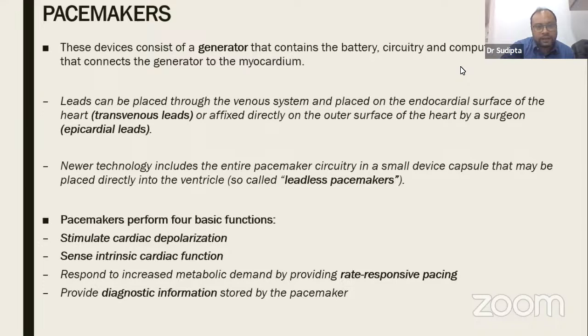The leads might be placed transvenous with a subclavian pocket, or they might be affixed to the outer surface of the heart by the surgeon, that is called epicardial leads, with the pacemaker pulse generator placed in the abdomen. Newer technology has included the entire pacemaker circuit in a small device capsule that may be placed directly into the ventricle, which is called a leadless pacemaker.